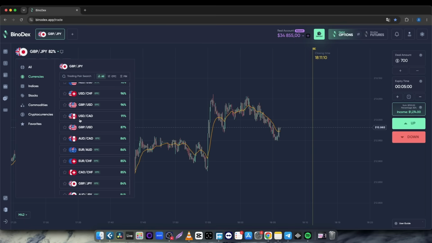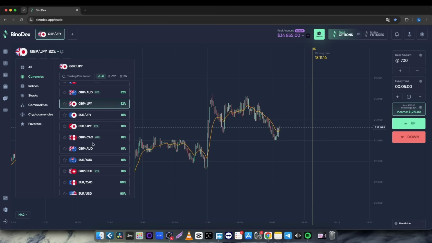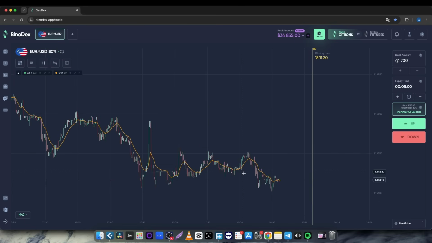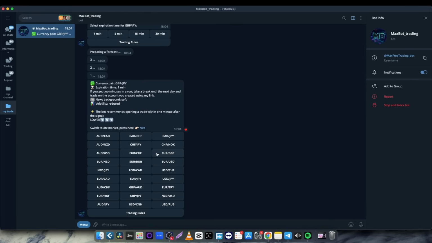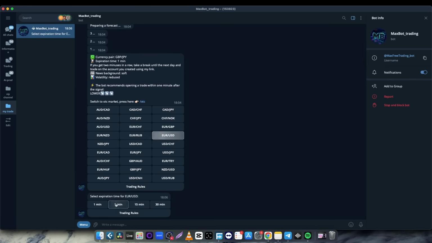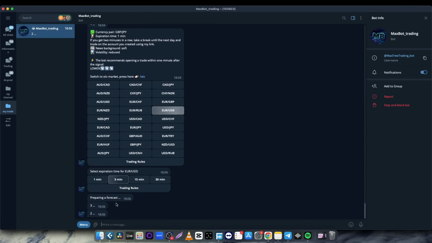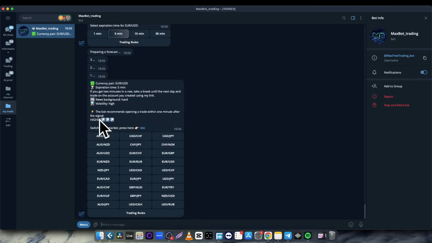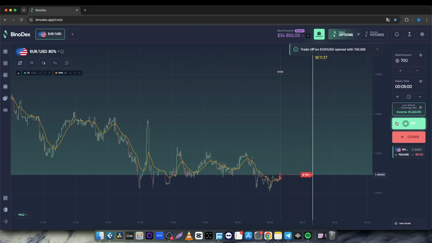Guys, let's change the currency pair. I'll take the euro and the US dollar. Again, it's very simple. Go to the bot interface, press 2 buttons, and wait for a signal. After analysis, the artificial intelligence predicts that the price will go up. I return to the broker and open a trade in accordance with the signal and my trading logic.